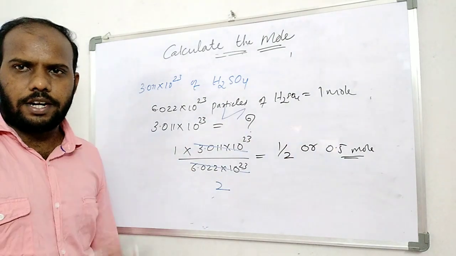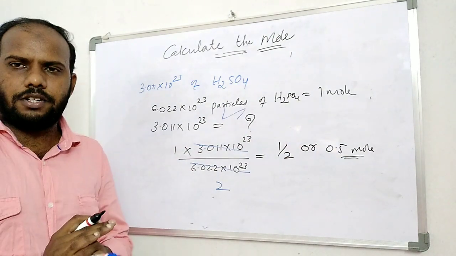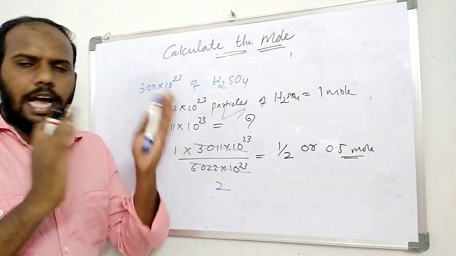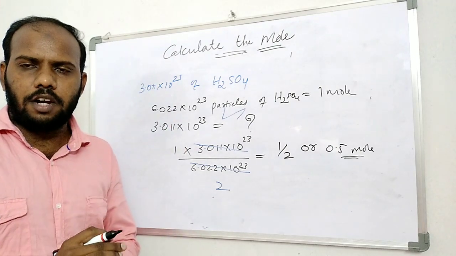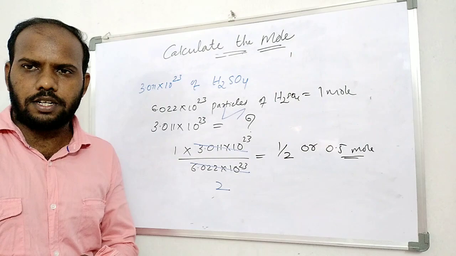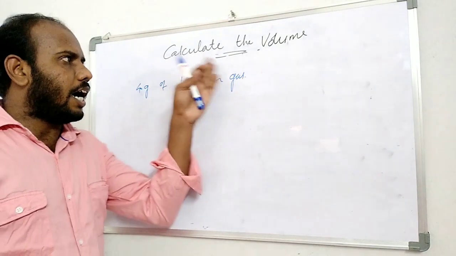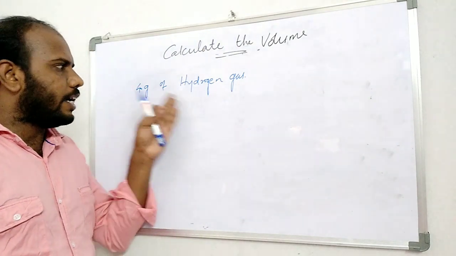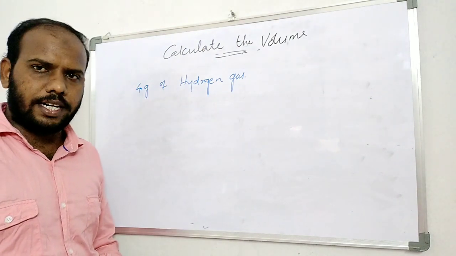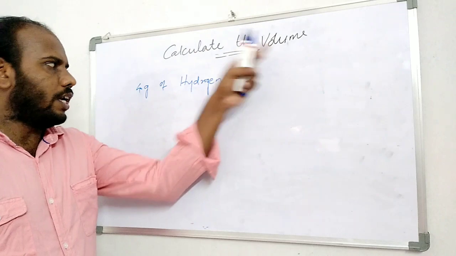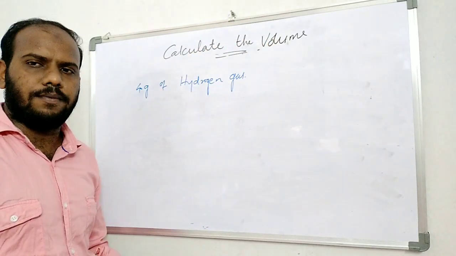Okay, children. So I understood about the mass relation, particle relation and mole relation. So we can look at the volume relation also. Okay, children, the question here is: calculate the volume of 4 gram of hydrogen gas. So what is the relation? Volume-mass relation.